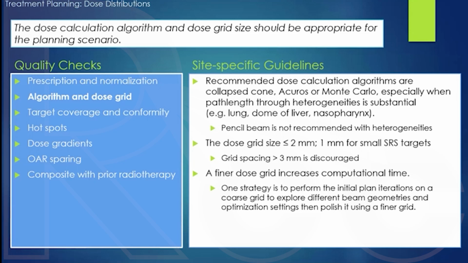One strategy that you may use is to perform initial plan iterations on the coarse grid in order to explore different beam geometries and optimization settings, and then fine-tune and polish that plan on the finer grid that takes longer for the calculation.